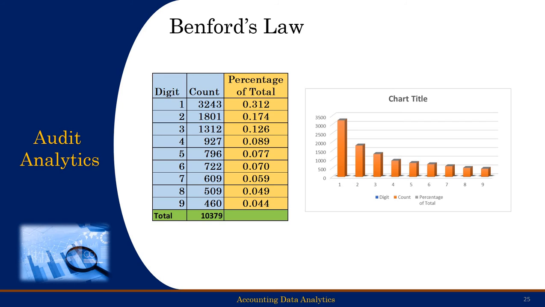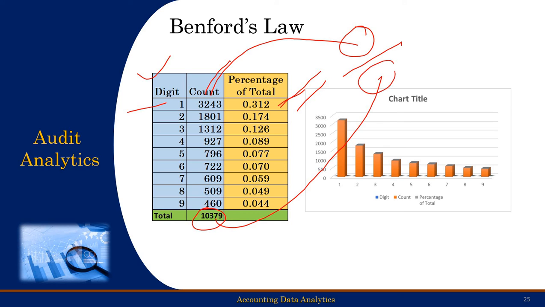Okay, and here is an example from this data set. We have counted the digit 1 as appearing 3243 times, and here is the total count of the digits' frequency, and this is the percentage. This percentage is equal to this number divided by this number. We can see that this is a graph which is very similar to the one we have seen in the previous slide.